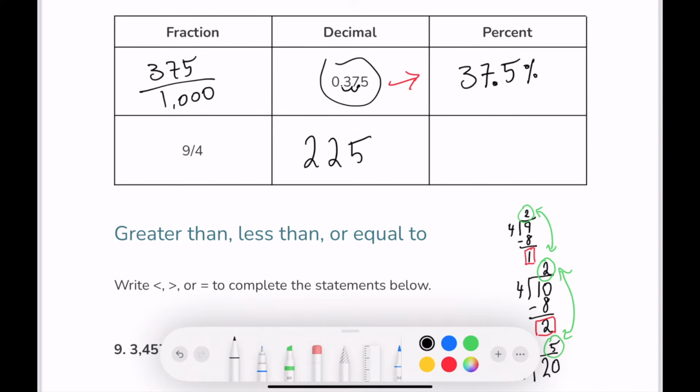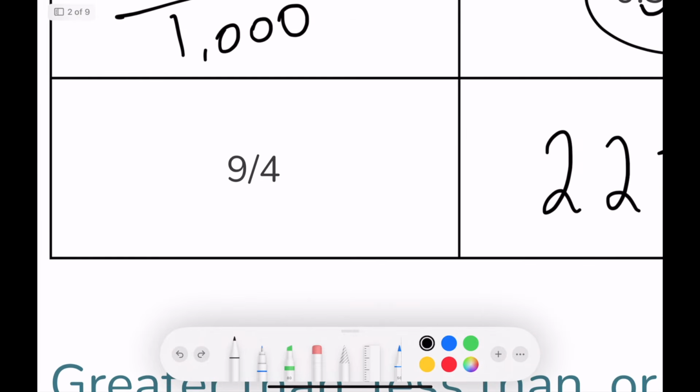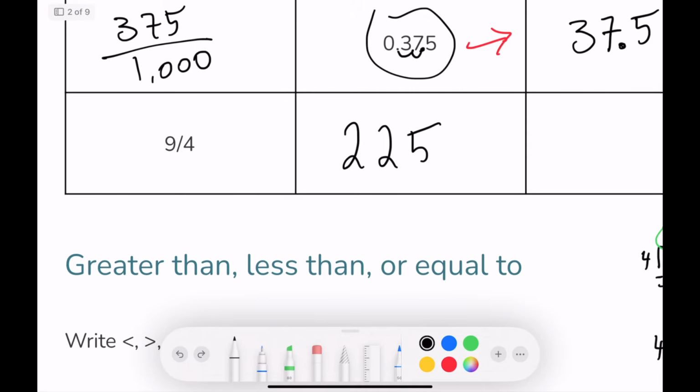Now, the question here is, where do I put the decimal? Do I put it here? Do I put it here? Well, think back to how we discussed that 9 over 4 is just a little bit more than 2 times the 4. It's going to be 200-something%, so I know that the decimal is going to go right here because it's just over 200, right?